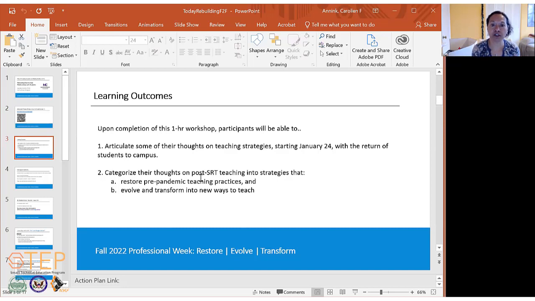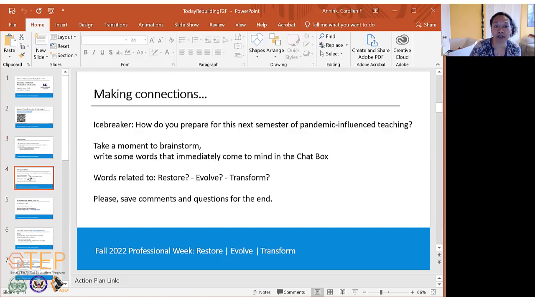So this is what I'd like to achieve with our workshop, that at the end of this workshop, you'll be able to articulate some thoughts about your teaching strategies once the students come back to your class and once you're back face-to-face with students. So during this workshop, hopefully you can categorize these thoughts in strategies that are related to restoring pre-pandemic teaching practices or to strategies that may be evolved and may be transformed from before the pandemic to after the pandemic, or when we're face-to-face with students again. So those are my learning outcomes.